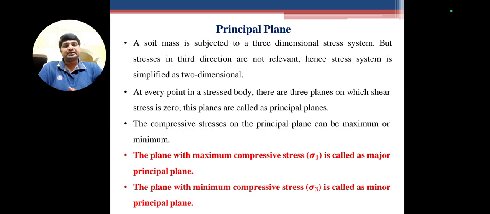What is the principal plane? Soil is actually subjected to a three-dimensional stress system, but the stresses in the third direction are not relevant. Hence, the stress system is simplified as two-dimensional. At every point in a stressed body, there are three planes on which shear stress is zero. These planes are called principal planes. The compressive stresses on the principal planes can be maximum or minimum. The maximum compressive stress is denoted with sigma 1 and the minimum compressive stress with sigma 3; these are called the major and minor principal planes respectively.